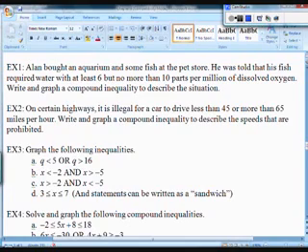Example 1 says Alan bought an aquarium and some fish at a pet store. He was told that this fish required water with at least 6, but no more than 10 parts per million of dissolved oxygen. Write and graph a compound inequality that describes the situation. First off, let's read this statement and think about, is this an "and" statement or an "or" statement? It's going to be one or the other. It says his fish requires at least 6, no more than 10.